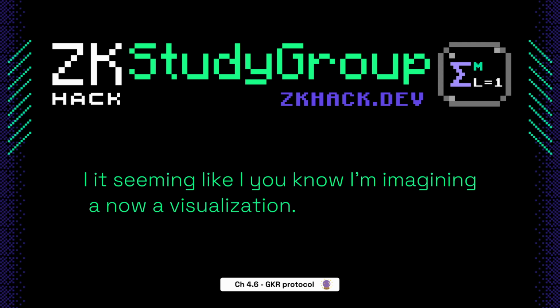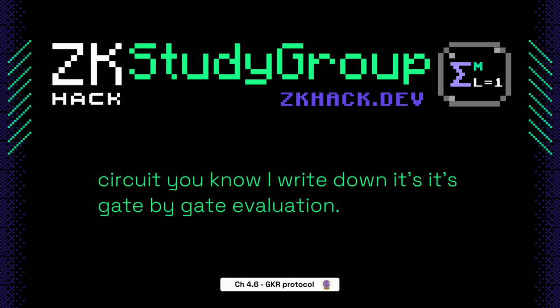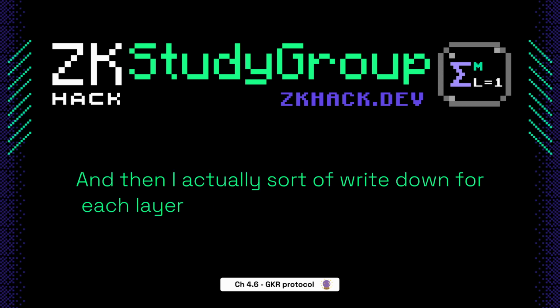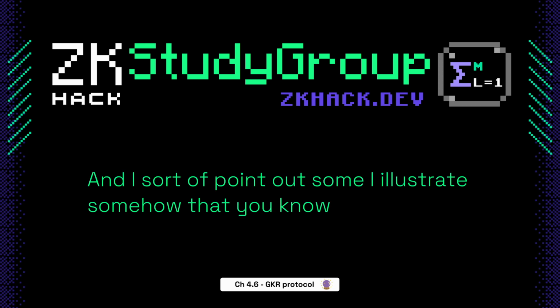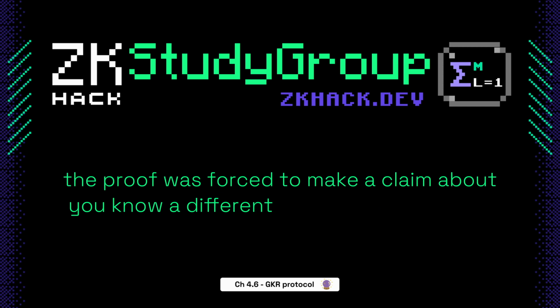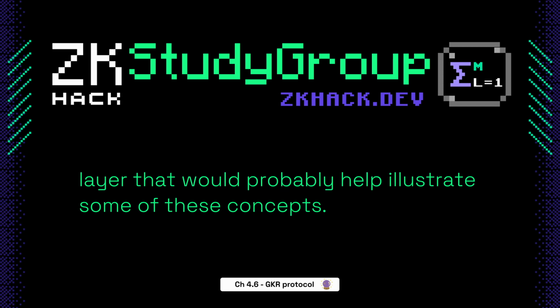I'm imagining a visualization I can try to put into the book where I take an arithmetic circuit, write down its gate by gate evaluation, and then write down for each layer of the circuit what its multilinear extension looks like. I'd illustrate that, as you go layer by layer through the circuit in the GKR protocol, the prover is forced to make a claim about a different randomly selected point in the multilinear extension for each layer. That would probably help illustrate some of these concepts.